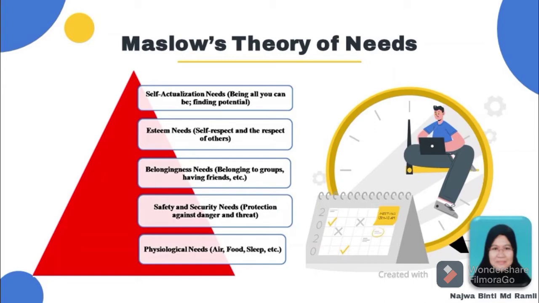The fourth need is esteem needs, which is self-respect and respect of others. And the final need is self-actualization needs, which is being all you can and finding your potential. Okay, let's move on to the next theory, Herzberg's motivation hygiene.